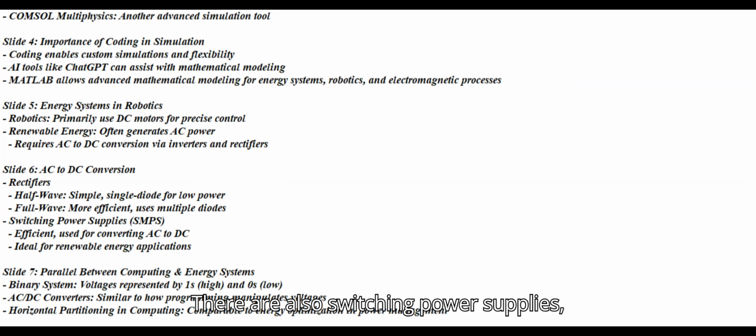There are also switching power supplies, which are more efficient than linear power supplies. They can convert AC to DC while regulating output voltage. Linear power supplies are simpler but less efficient, utilizing transformers and linear regulators to produce stable DC outputs.